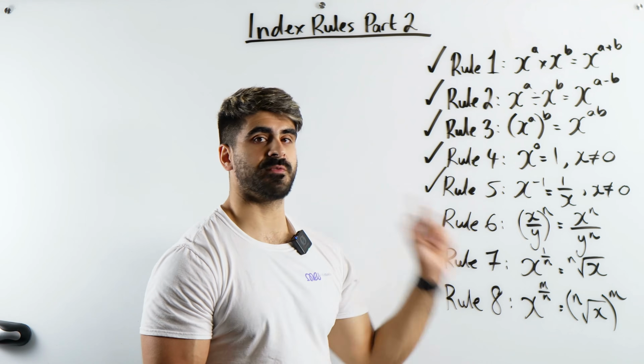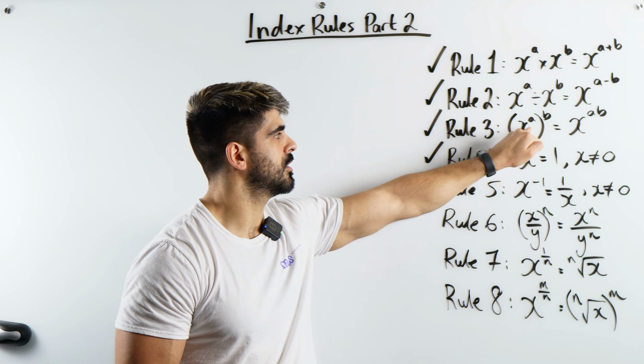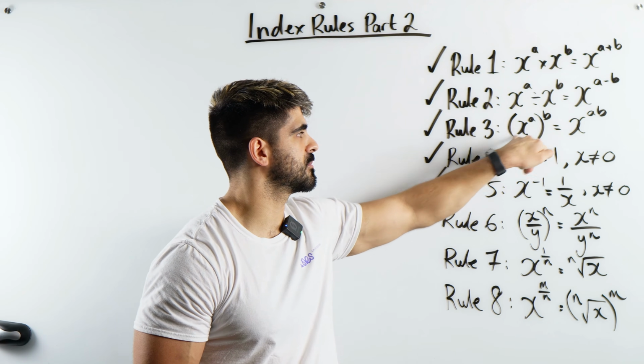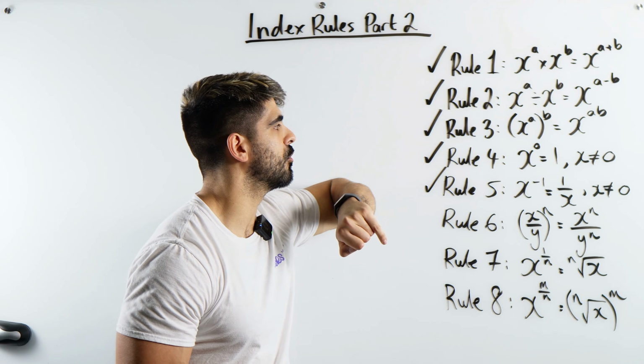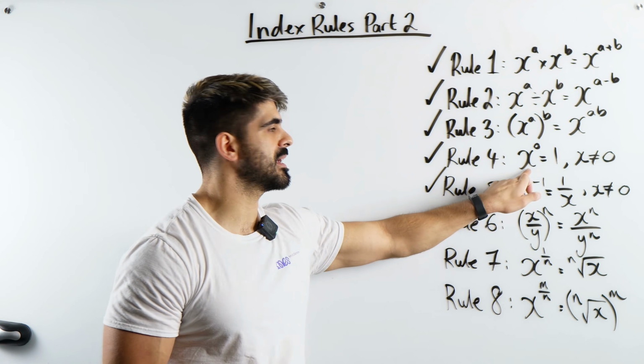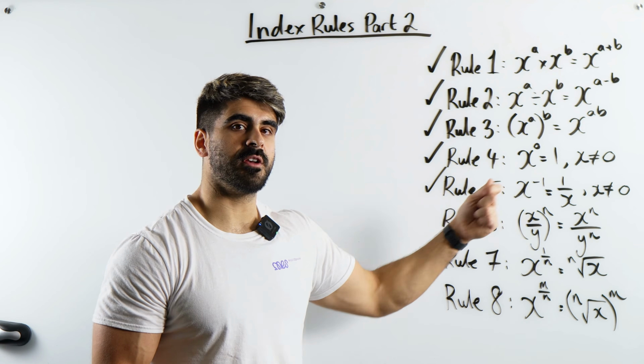So as long as these 2 values are the same, these rules apply. Now the second one, if you divide 2 numbers with the same base, you subtract the powers. If you take a number, raise to a power, raise it to another power, we multiply the powers because this is an application of rule 1. Rule 4, anything to the power of 0 is 1, provided the base number is not 0. Rule 5, power negative 1 means reciprocal.